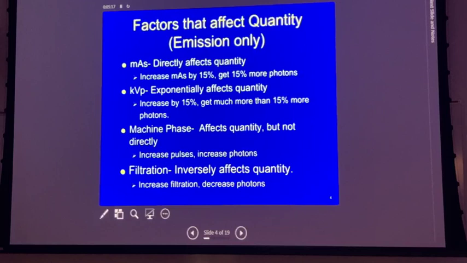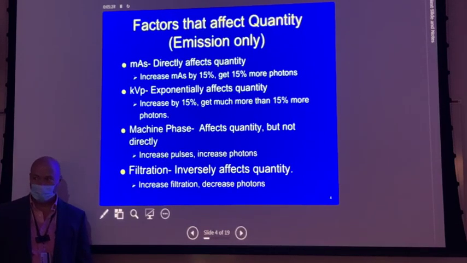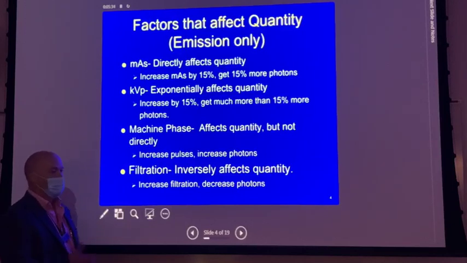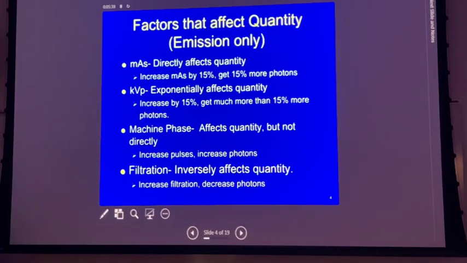So a lot of stuff here. And some of this we already talked about. Mass directly affects quantity. If you increase mass by 15%, you get 15% more X-ray photons. Increase by 50%, that's half again as much as what you would have. So you had 100 mass, you go up to 150 mass. You're going to create half again as many X-ray photons. Whereas with KVP, it's exponential.